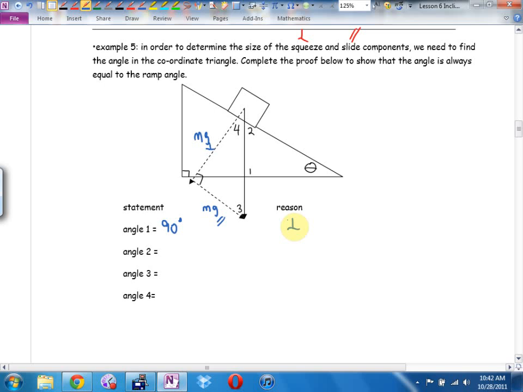How big is angle 2? 90 minus theta. Why? What does every triangle add to? 180. If that's 90, those two have to add to 90. 90 minus that would give you that. You okay with that? How big is angle 3? Same size as angle 2. Why? See the Z? Alternate interior, or Z angles. Alternate interior is the fancy name.